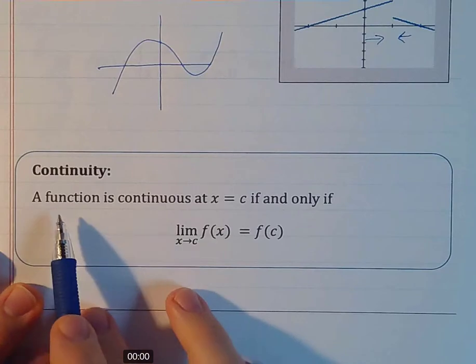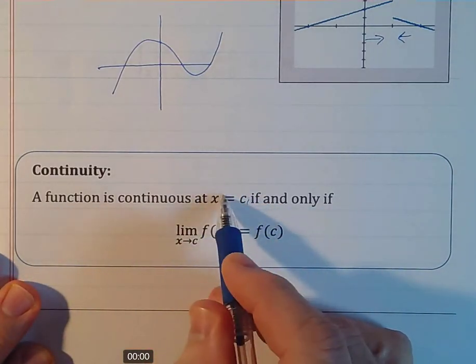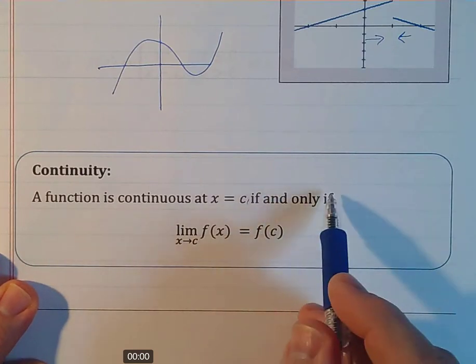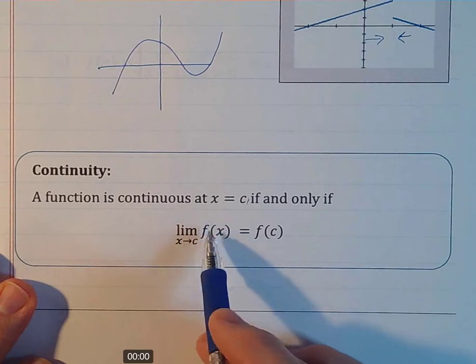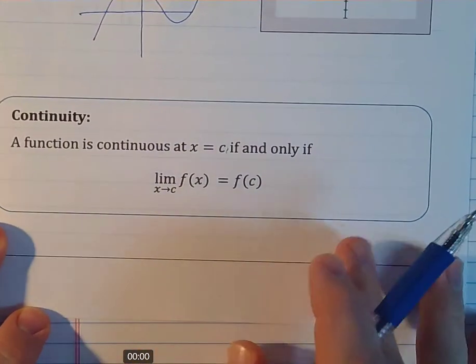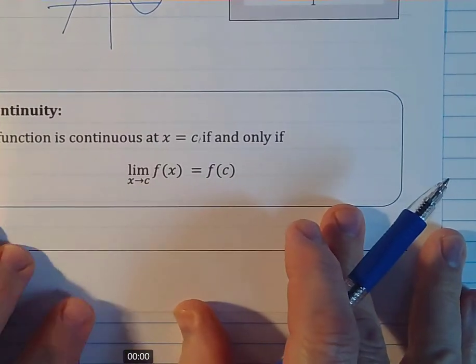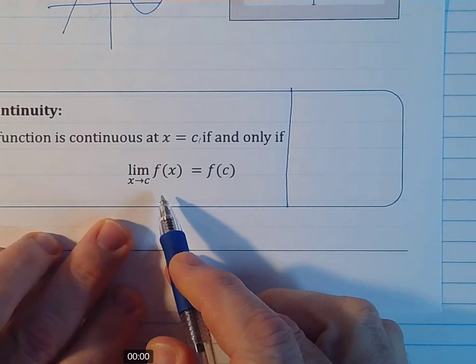We have a definition here that says a function is continuous at a certain point, at x equals c, if and only if the limit as x approaches c of f of x is equal to f of c. Now, let me point out that there's actually kind of three things that are going on here. I'm going to just write these in. Three things that are happening here.